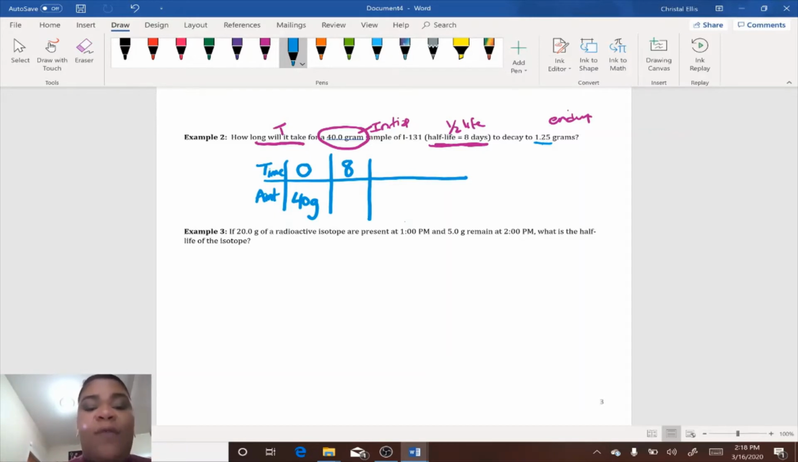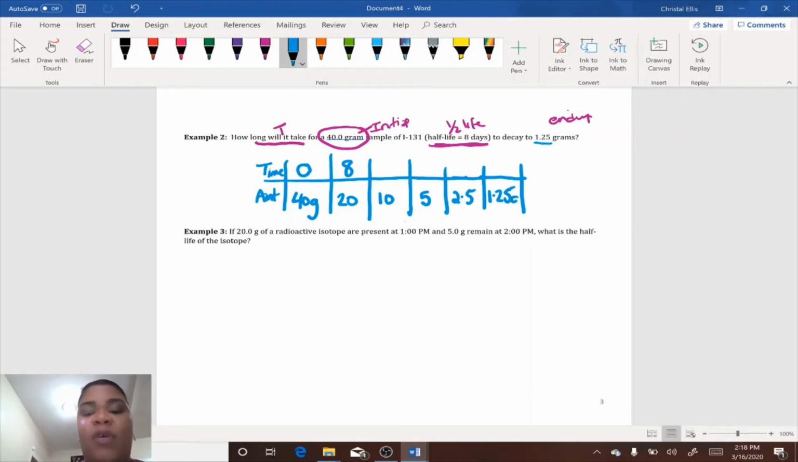So half of 40 would be 20. Then half of 20 would be 10. Half of 10 would be 5. Half of 5 would be 2.5, and then half of 2.5 would be 1.25 grams.